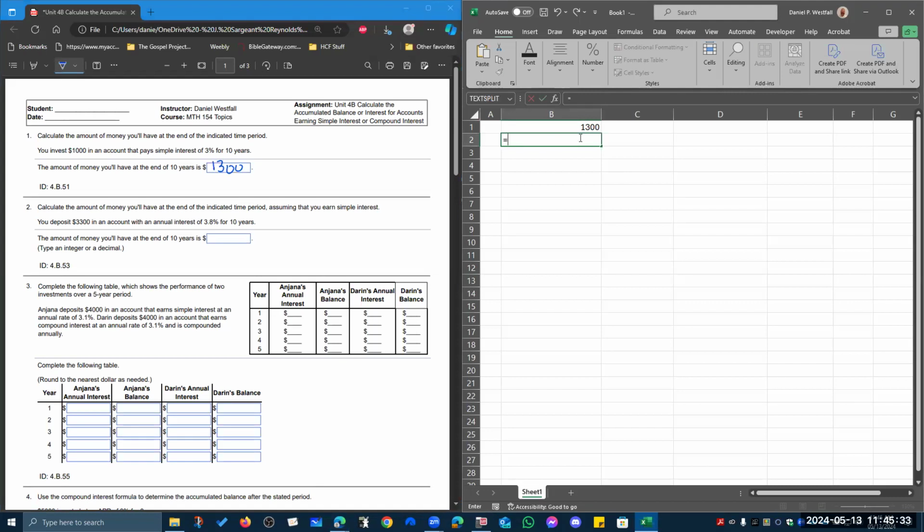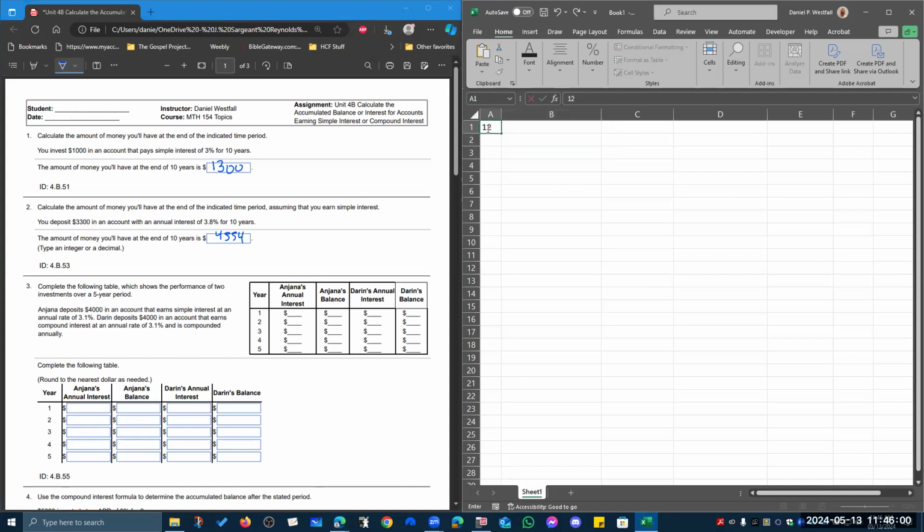Now let's deposit 3,300 plus another 3,300 times 0.038 times 10, and I get 45.54. Now you're going to really see the power of Excel here when we generate this table.